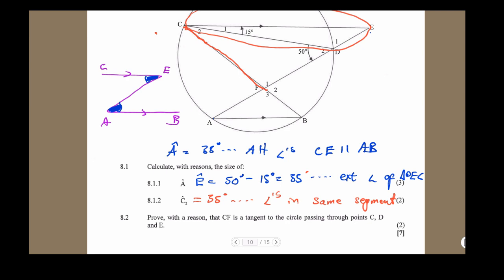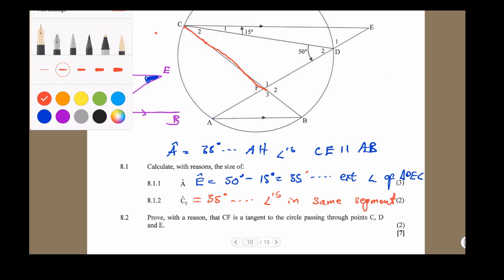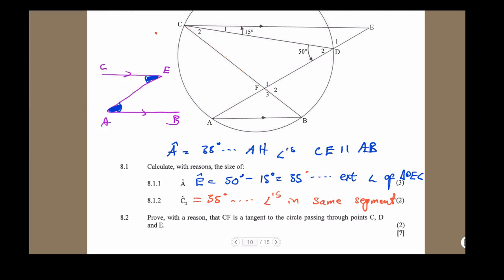Actually, most of the time, we prove that something is a tangent using the tan-chord theorem. If you can use the tan-chord theorem, you can see that here. Let me erase this. If this is a tangent to the circle passing through here, that means this angle here must be equal to this angle here. We're using the tan-chord theorem.